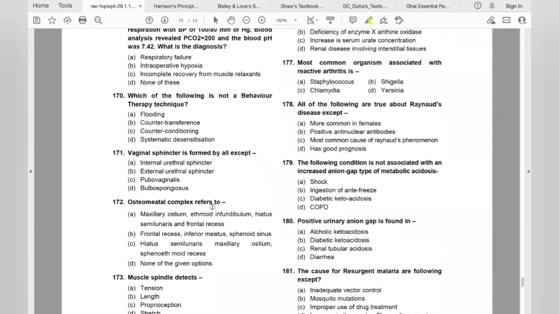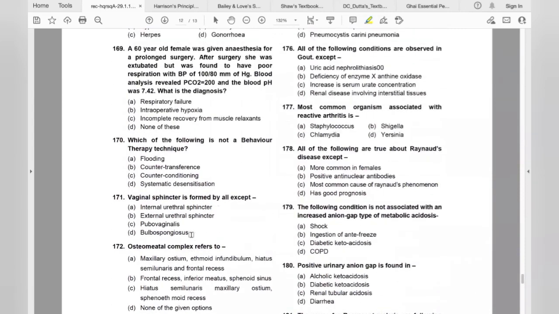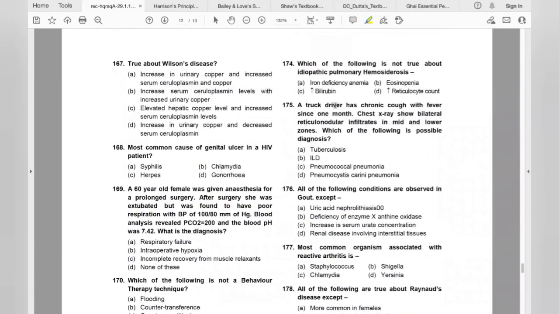Osteomeatal complex refers to, so answer is A, maxillary ostium, ethmoid infundibulum, hiatus semilunaris, and frontal recess. Muscle spindle detects length. Which of the following is not true about the idiopathic pulmonary hemosiderosis? Answer is eosinopenia.